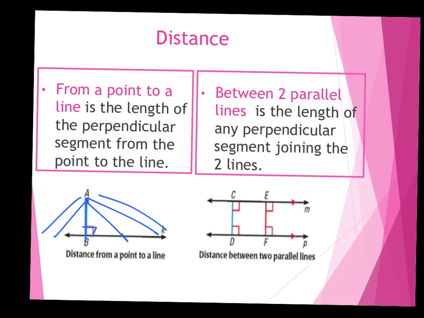Same thing with parallel lines. So between two parallel lines, the shortest segment is the perpendicular segment that joins the two parallel lines. So there could be multiple ways to measure it, but this is the same as this, is the same as this. You just have to show that they're perpendicular. That's the shortest distance between those two lines, which is true distance.